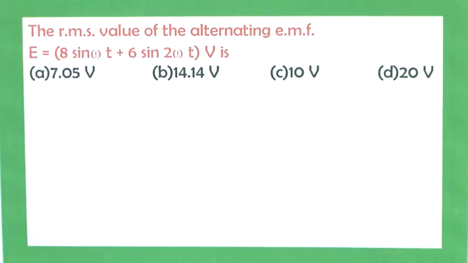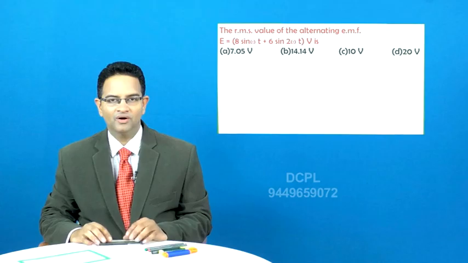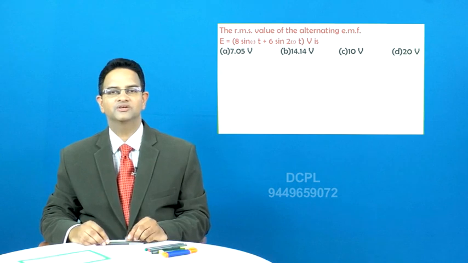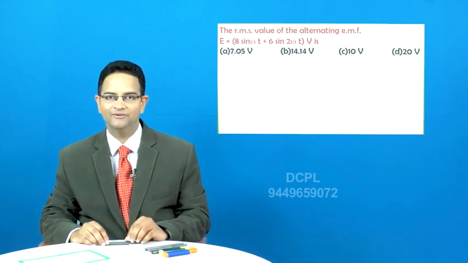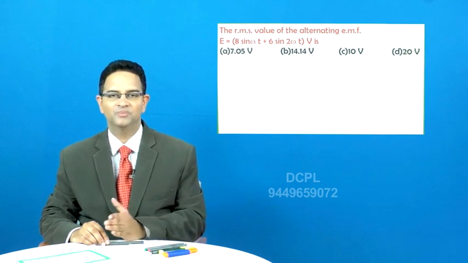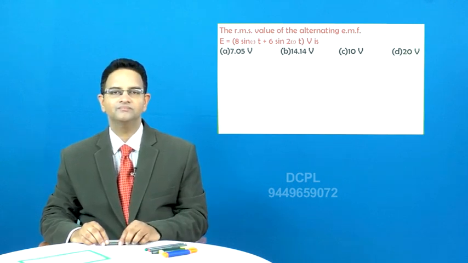The RMS value of the alternating EMF E = 8 sin ωt + 6 sin 2ωt volts is. Now usually you are very clear with how to find the RMS value, dear students. If I have an equation E = E₀ sin ωt, you know that E₀ is the peak value and the RMS value of which would be E₀ by root 2.